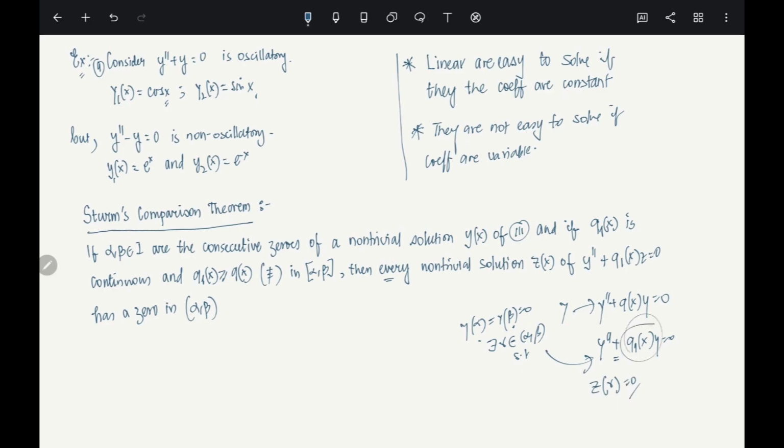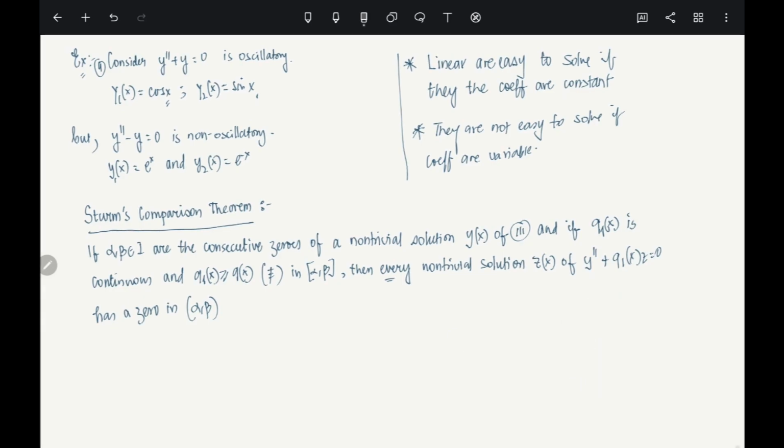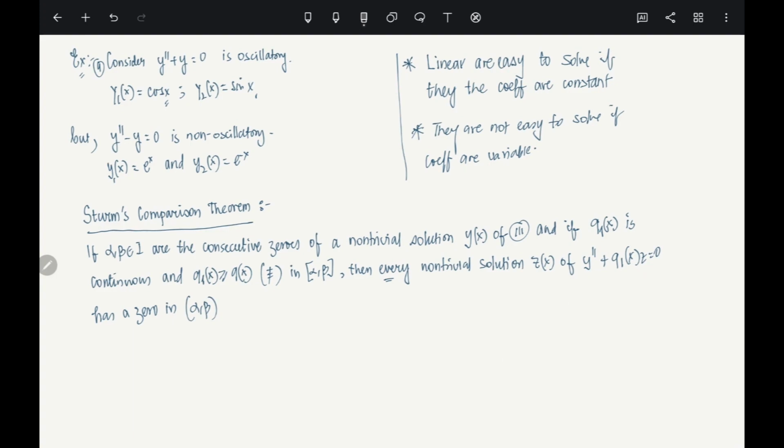So the bigger coefficient is actually forcing the smaller one to give up a root. Let's just put it that way. Remember this: if the smaller coefficient has two consecutive zeros, then the bigger coefficient will have a zero in between them. Clear? Okay. So let's look at the proof.